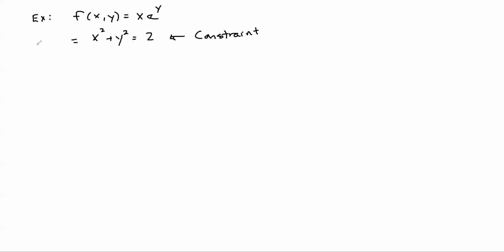Let's do another one. So we've got f of x y equals x e to the y, and then we have x squared plus y squared equals 2. This is the constraint. Take the constraint, set it equal to g of x y.